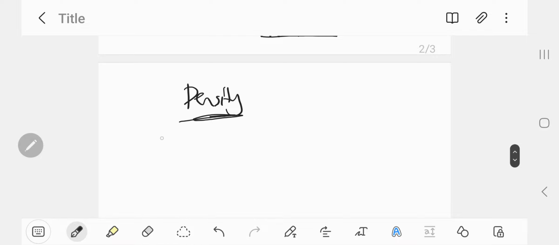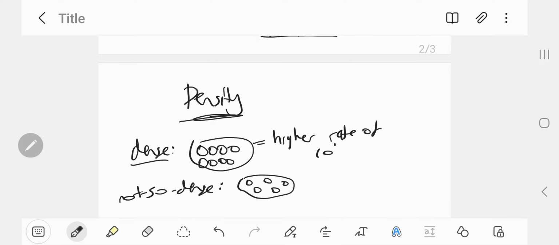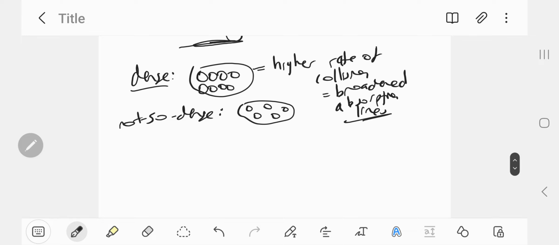Now in denser gases, remember denser basically means heavier, the particles are closer together. So dense, particles are much more closely packed. Not so dense, particles are a bit further away. So if the particles are closer together, that means you have a higher rate of particle collision. And you'll therefore get broadened absorption lines in a star. This is known as pressure broadening.